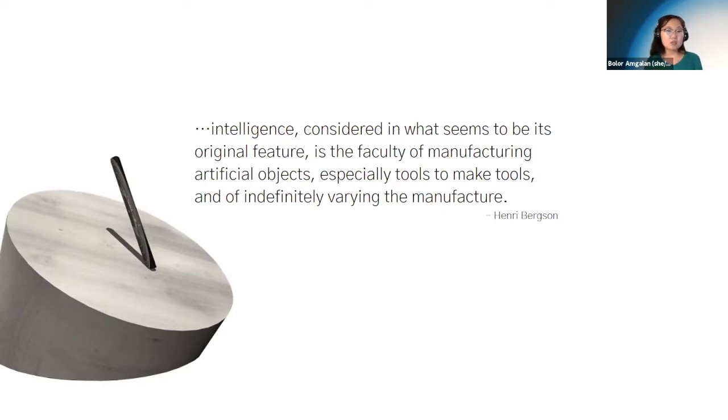Intelligence, considering what seems to be its original feature, is the faculty of manufacturing artificial objects, especially tools to make tools, and of indefinitely varying the manufacture. I was interested in how we can better support the work of the Homo faber, or man as the maker, and how we can redirect technological progress in a more human-centric direction, while acknowledging the value of the man-made or handmade object.